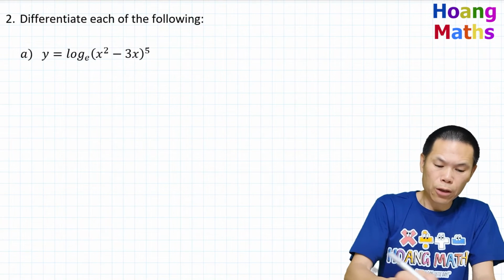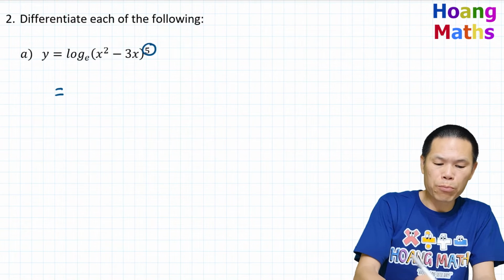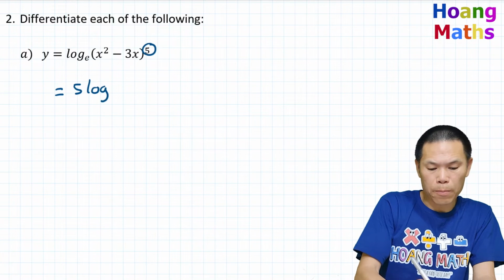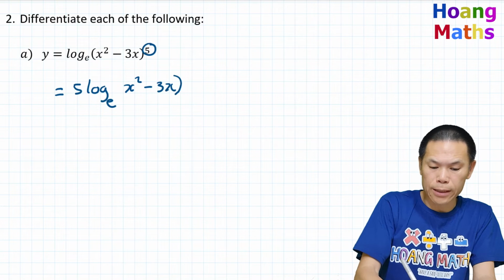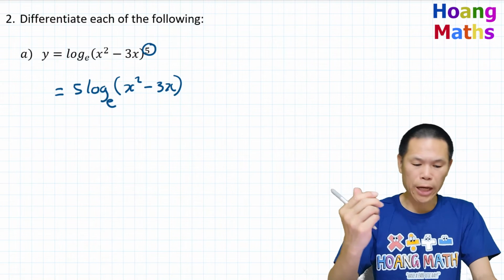First one. So we need to write in this form first. The 5, we bring it down. So this is exactly the same as 5 log base e of x squared minus 3x, by using log law. Now what we need to do now is differentiate.